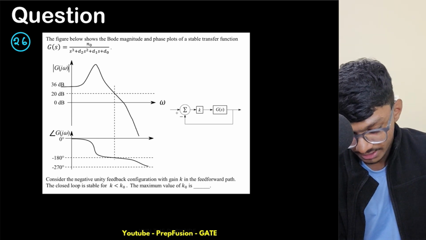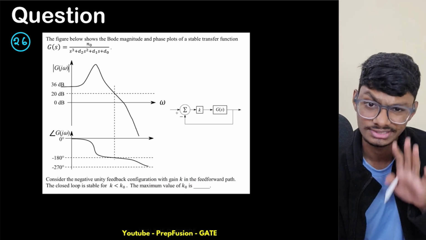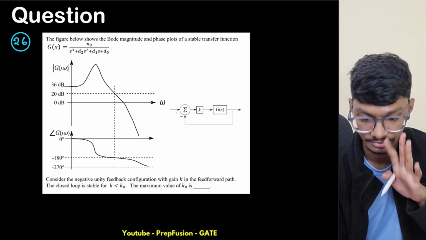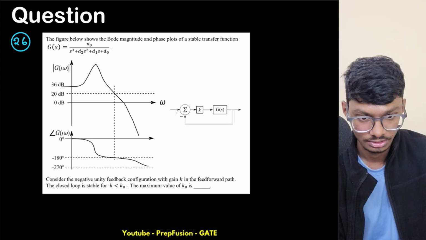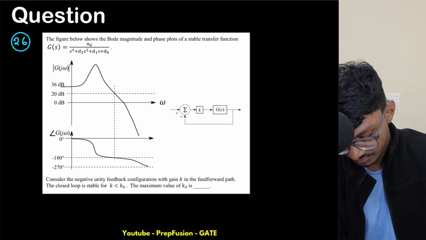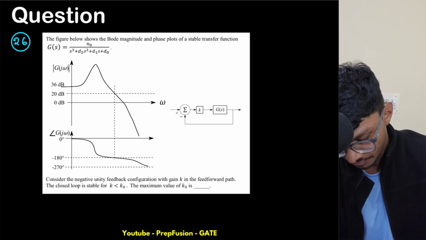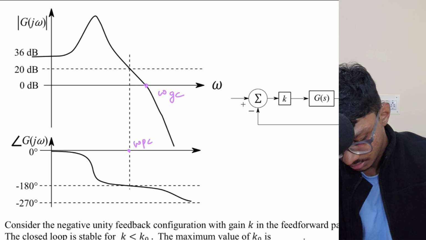Now what they are telling us is we have to find the maximum value of K0 for which the system is stable. Is the system stable right now? How can you identify if the system is stable or not? What is this frequency called? Phase crossover frequency. You put omega pc over here and omega gc over here.